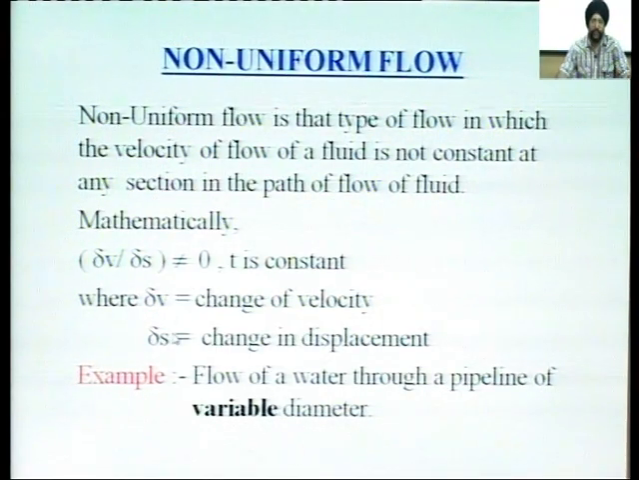Taking an example of non-uniform flow: the flow of water through a pipeline of variable diameter. Variable means changing diameter. So if we have a pipeline that is 2 meters in diameter on one side and 3 meters in diameter on the other side, we can say the flow through that particular pipe is a non-uniform flow.